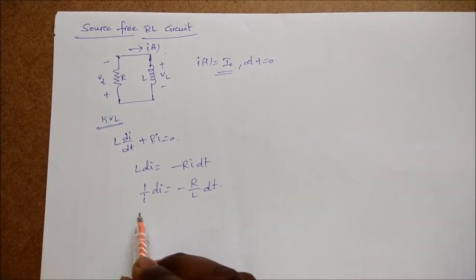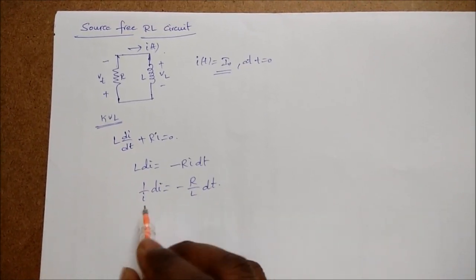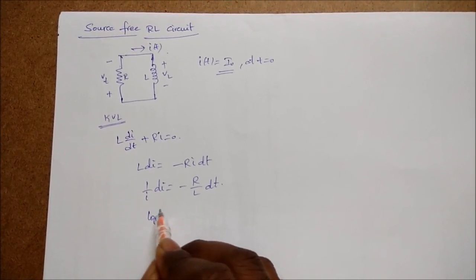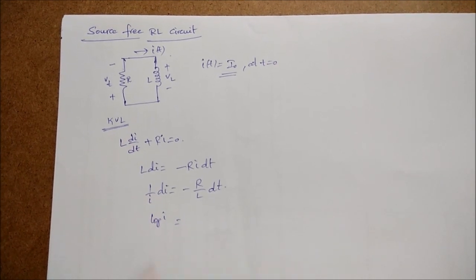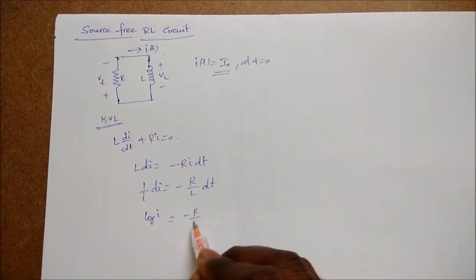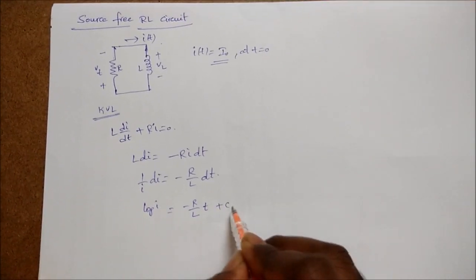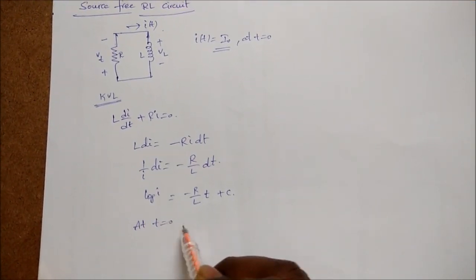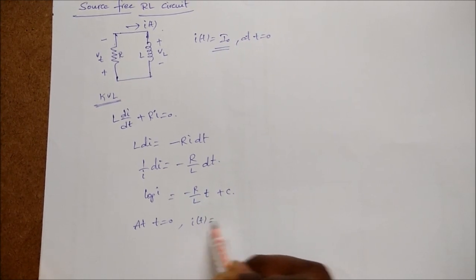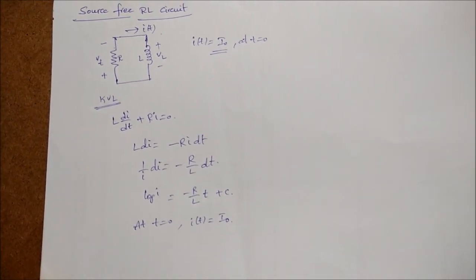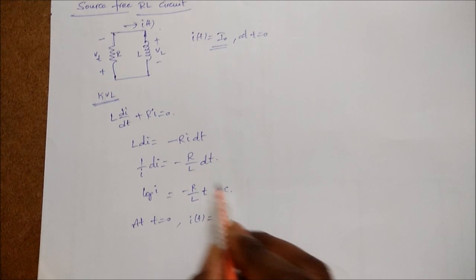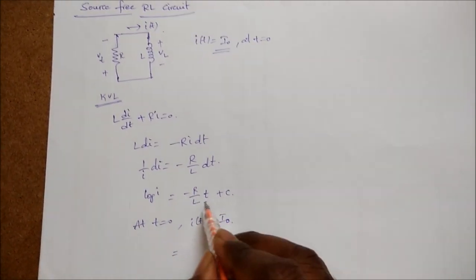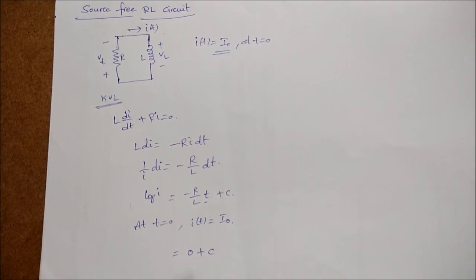Now let us integrate. Integration of 1 by I di becomes log I, which is equal to minus R by L into t plus C. Understand? Now at t is equal to 0, I of t is equal to I naught. That is the initial condition. So now substitute t is equal to 0. Here it will be 0, that means 0 plus C.